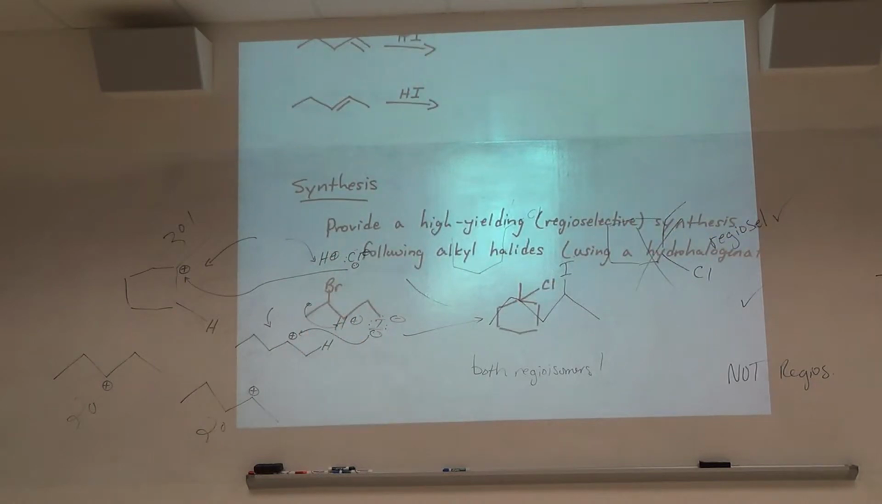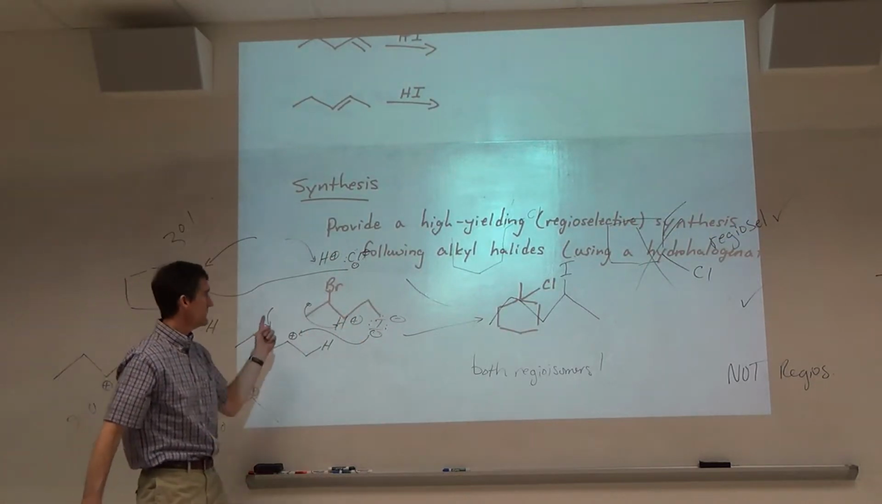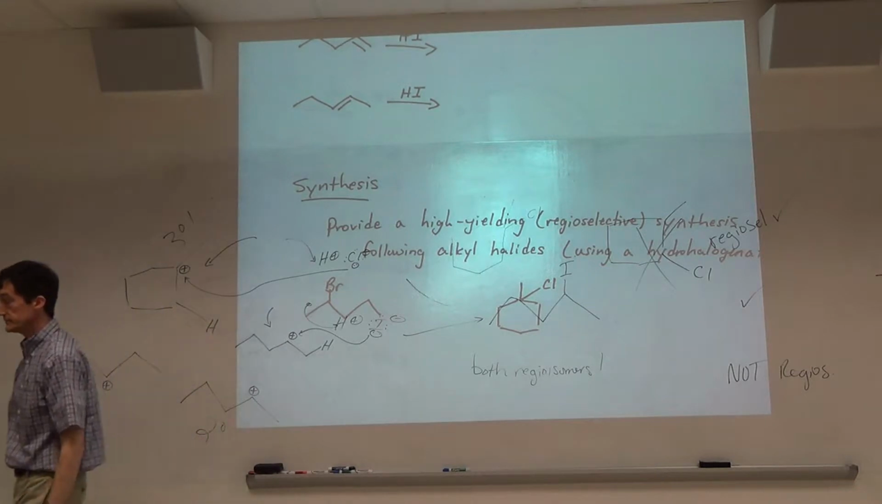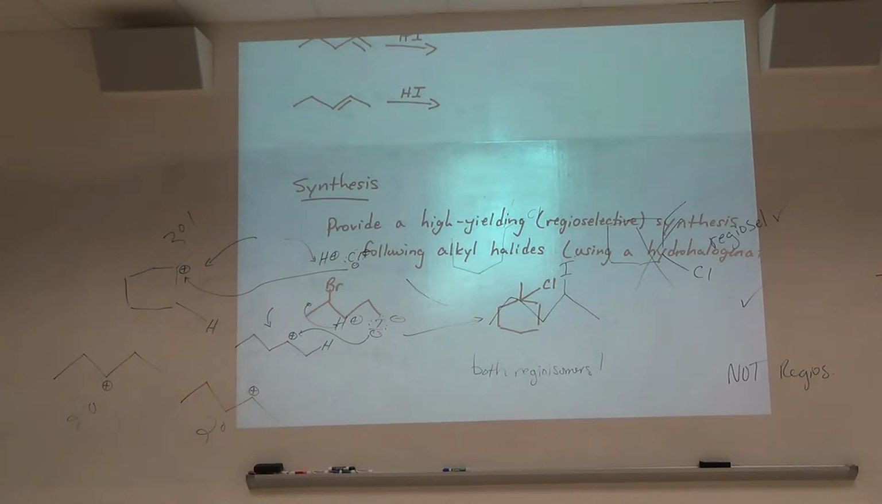Okay? So when you talk about synthesis, you have to say, okay, what type of molecule is this? It's an alkyl bromide. How do you make alkyl bromides?